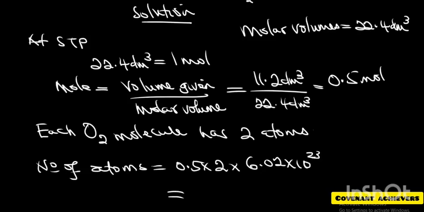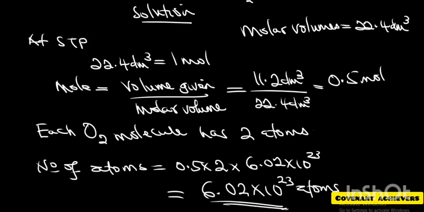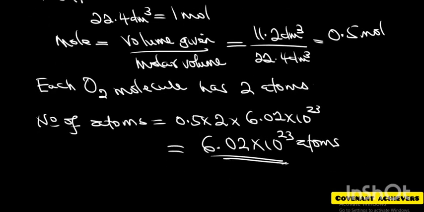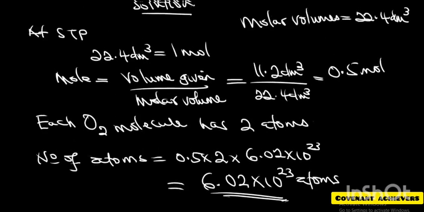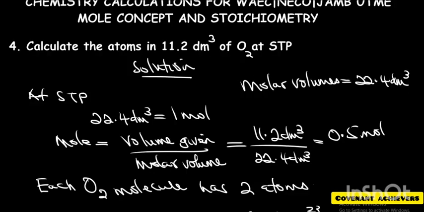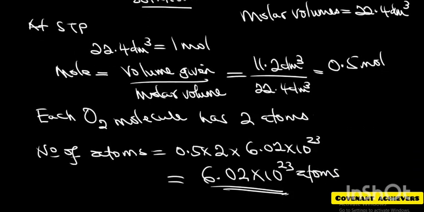So from here, 0.5 times 2 is 1, and times 6.02 times 10 to the power 23. So the answer is going to be 6.02 times 10 to the power 23 atoms. That's how we calculate that. As you can see, that's the easiest way to calculate it right from the beginning in a demystified way. You can see the question and see the step by step of calculating it.